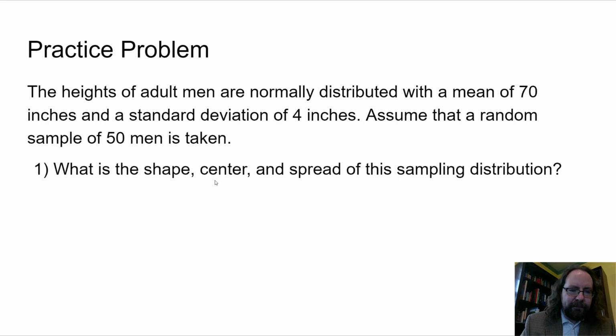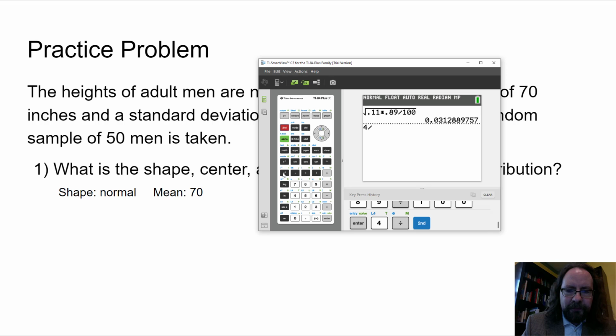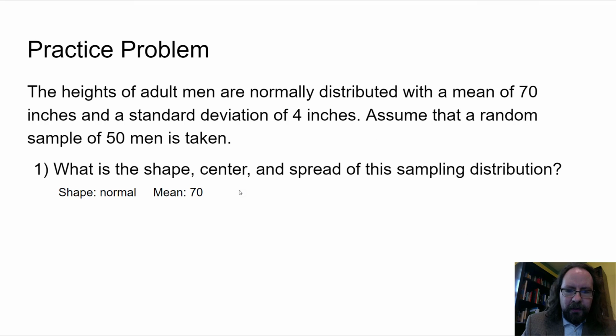So we should get that because the population is normal, the shape will be normal. The center will be the parameter, which is 70, but the standard deviation is going to be different. I can find it by doing our population standard deviation divided by the square root of our sample size, which in this case is 50. And that tells me it's about 0.5656, or I'm going to round that to 0.566. So it's centered the same as the population, but the standard deviation is smaller because we're taking a sample of 50 men.